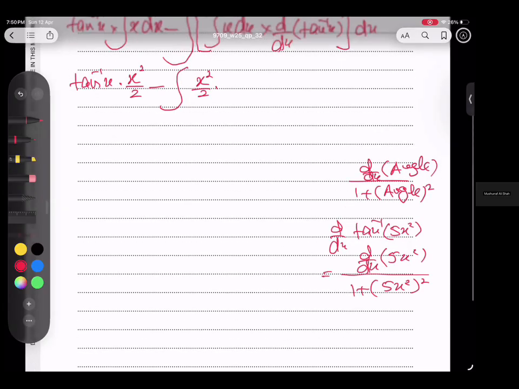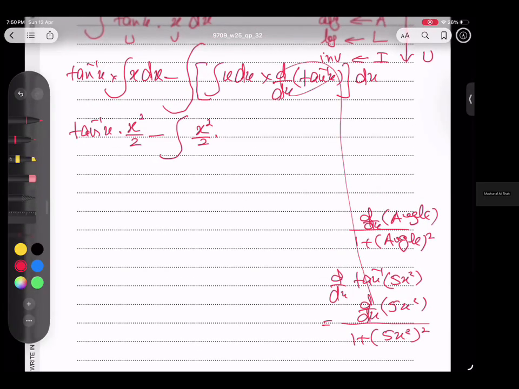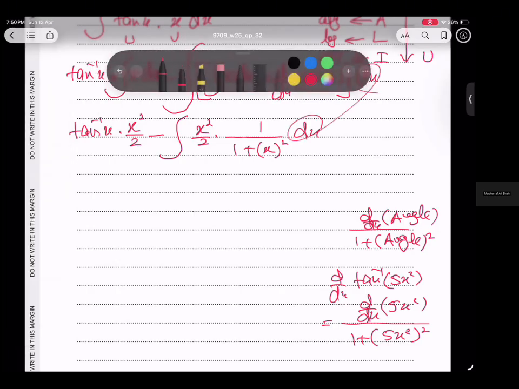So let's talk about this upper part here. First of all, what is the angle, student? It is x here. So I'm writing 1 plus angle square, and the angle is x. In the numerator, I'm writing the derivative of x, which is 1. You know it very well, so I'm not wasting your time. I'm writing 1 here. This dx comes from here.